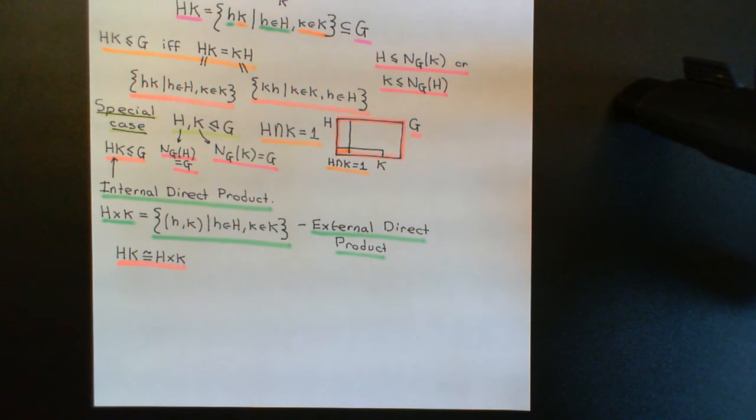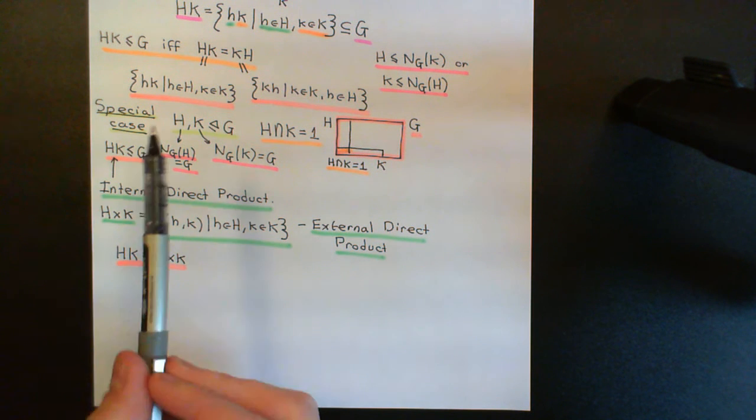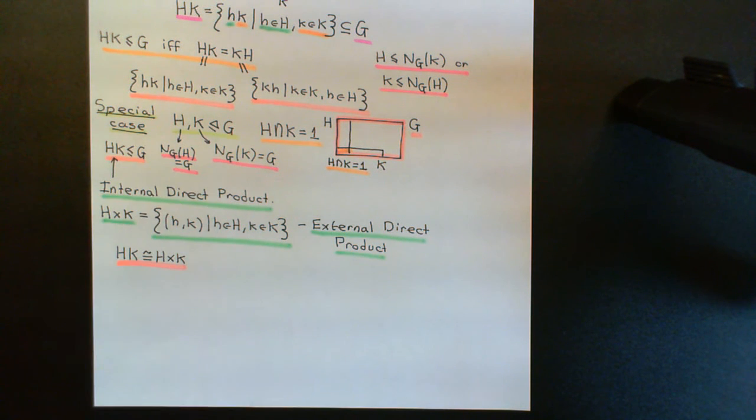Okay, so we'll have a break here, and in the next video, of course, what I will do is prove that this statement is true. Prove that in this special case where H and K are normal subgroups inside of G with trivial intersection, then the subgroup product, or the internal direct product, as it's called here, is going to be isomorphic to the external direct product, or the true direct product.